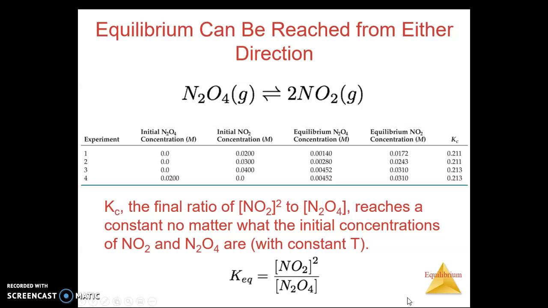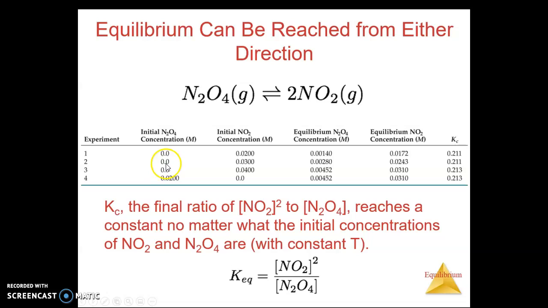Now, equilibrium can be reached from either direction. We can start off with N2O4, or we can start off with NO2, or we can start off with a mixture. What happens? Well, let's look. If we start with N2O4, nothing, and only NO2, and we get to equilibrium, here are your concentrations. So you square this, and like you have here, you square this and divide by that. I challenge you to do that. You'll come up with something close to 0.211.